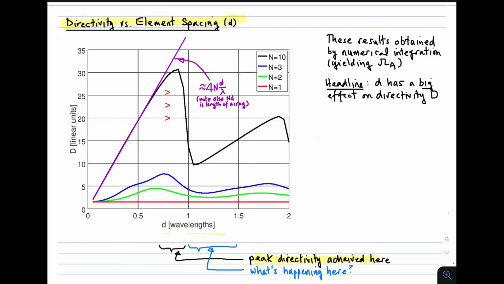We'll address that in just a moment using the patterns. But let me summarize a few ideas here. First, I've obtained these plots by numerical integration. That is, I used numerical integration to get omega sub A, the beam solid angle. Again, you can come up with a closed form expression, but I think numerical integration gives you good practice in doing more complicated problems. The headline in this plot is that the element spacing has a big effect on the directivity. Directivity depends on element spacing, not just on the number of elements. So both play a role.